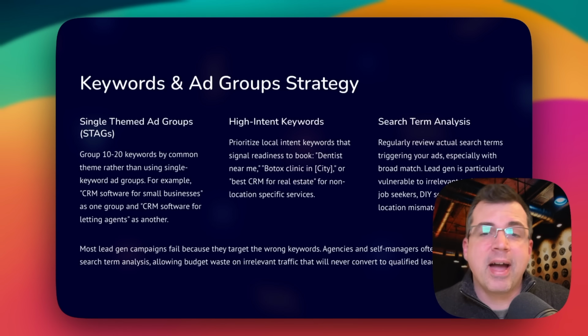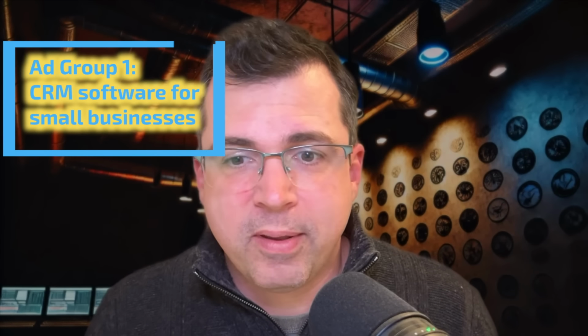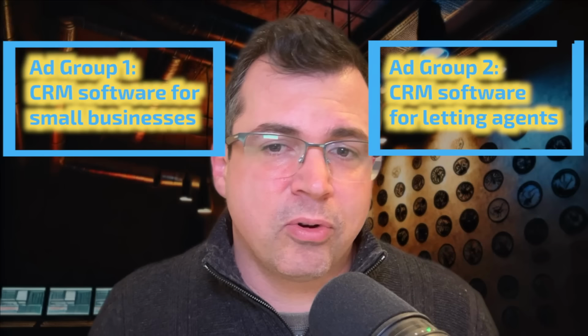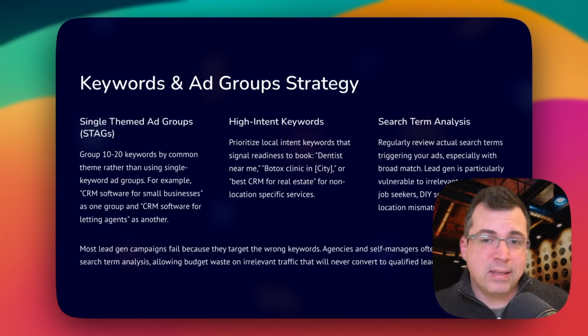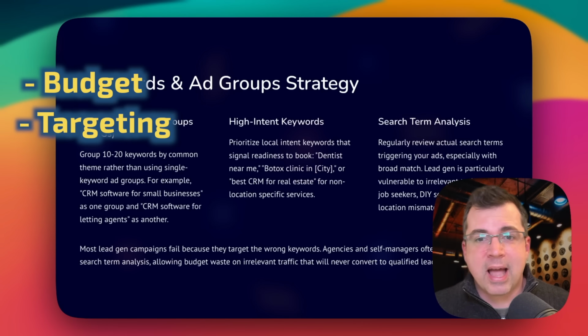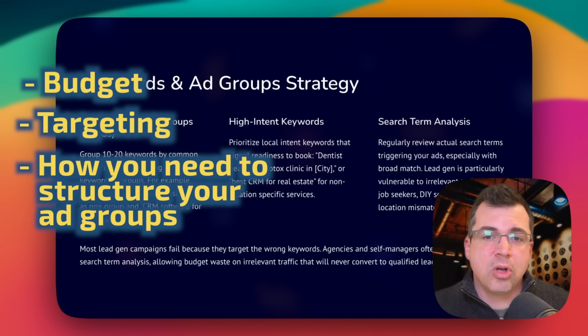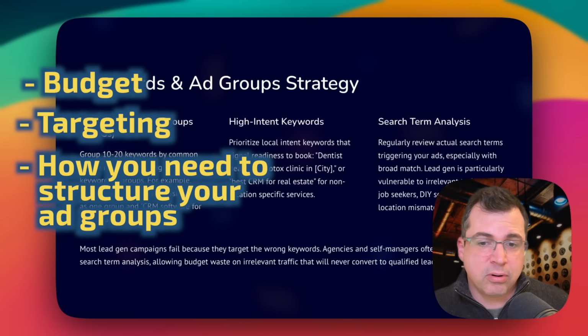In a STAG environment, a campaign for a CRM software would look like ad group 1, CRM software for small businesses, ad group 2, CRM software for letting agents, etc. If your ad group is not structured this way, it might be an issue. Also, it depends on the budget, the targeting, and how you need to structure your ad groups, but what I mentioned above is the general rule of thumb.